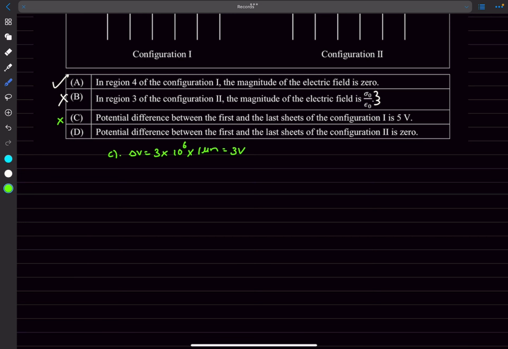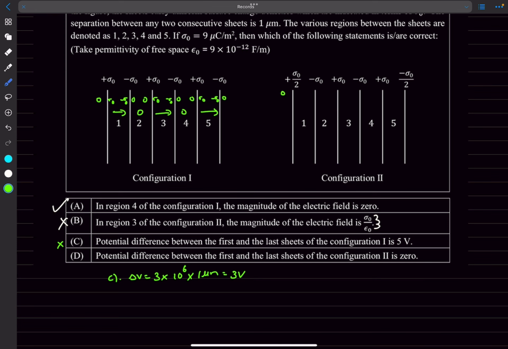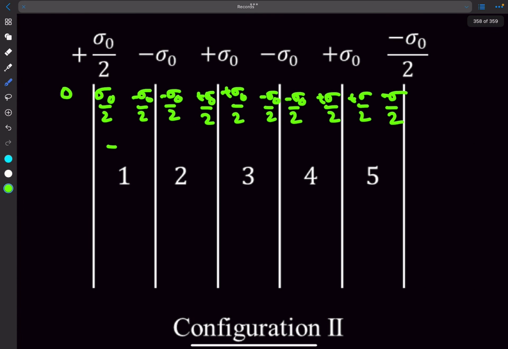Now potential difference between the first and the last sheets of the configuration 2. So once again we'll assume the configuration of the conductor. So we have sigma naught by 2, minus sigma naught by 2, minus sigma naught by 2 here, plus sigma naught by 2 here. We'll have a plus sigma naught by 2 here, a negative sigma naught by 2 here, negative sigma naught by 2 here, plus sigma by 2, and finally a minus sigma by 2. Okay, so if we zoom in, here we have sigma naught by 2 epsilon naught. Here the electric field is like this. So it's like alternating, right?